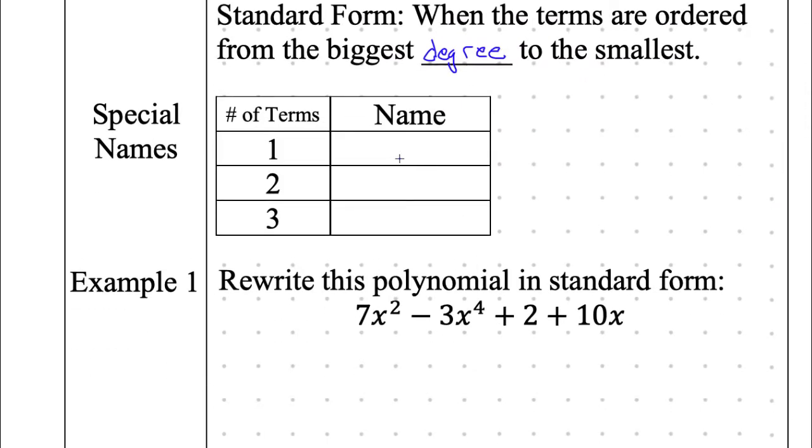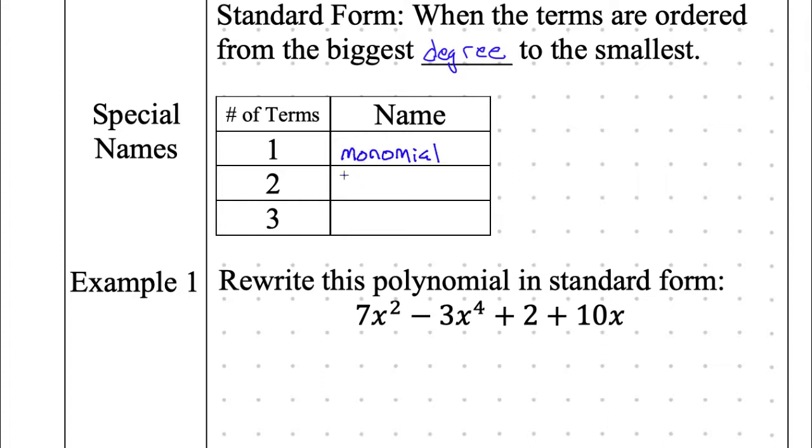We are on to special names. Not as many special names as last year. I remember you had to remember constant, linear, quadratic, cubic, quartic, quintic, all that stuff. Not this year. All I need to know is the degree in terms of fifth degree, second degree. Even though second degree is considered a quadratic, just say second degree. But in terms of the number of terms, you do need to know that for today's homework. If I have one term, that is a monomial.